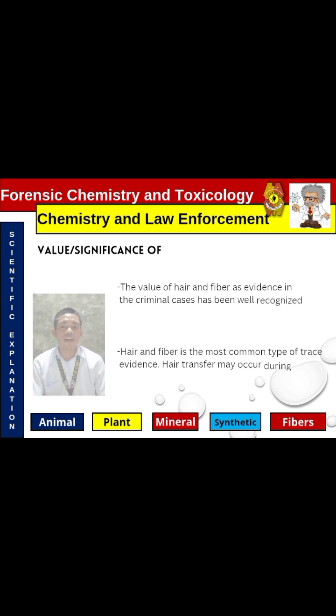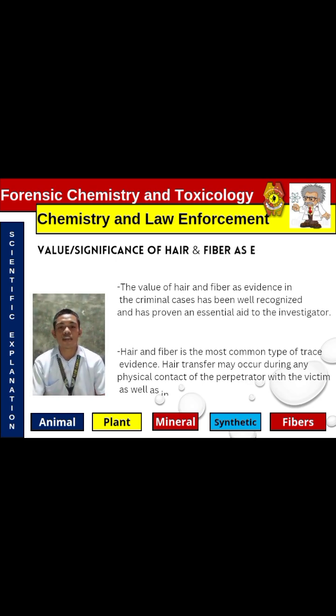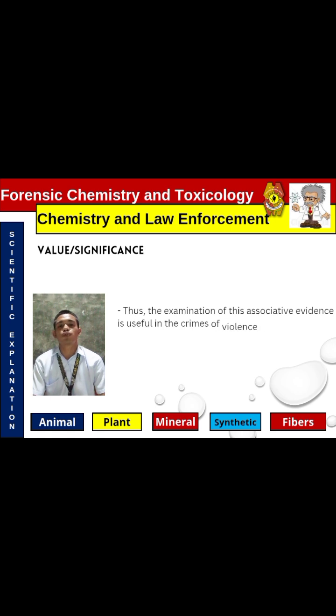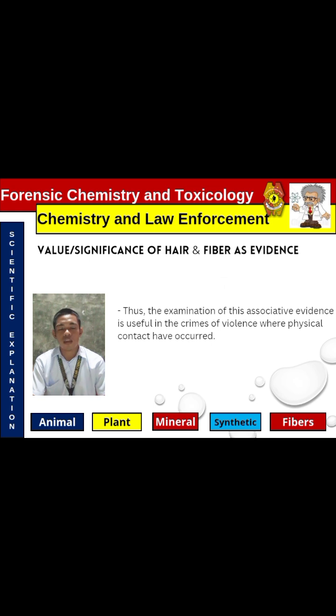So, the value and significance of hair and fiber as evidence. The value of hair and fiber as evidence in criminal cases has been well recognized and proven an essential aid to the investigator. Hair and fiber is the most common type of trace evidence. Hair transfers may occur during any physical contact of the perpetrator with a victim, as well as fibers. Thus, the examination of this associative evidence is useful in crimes of violence where physical contact has occurred.